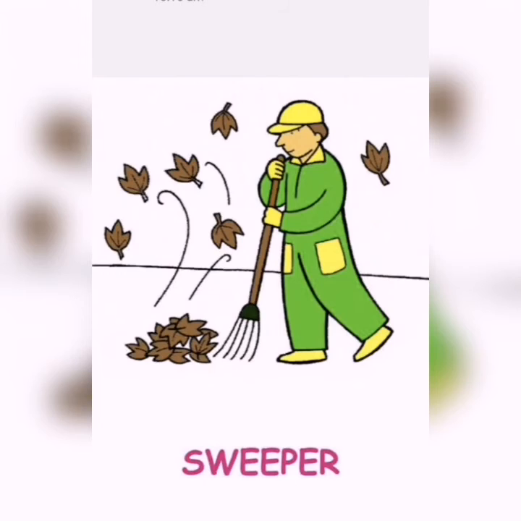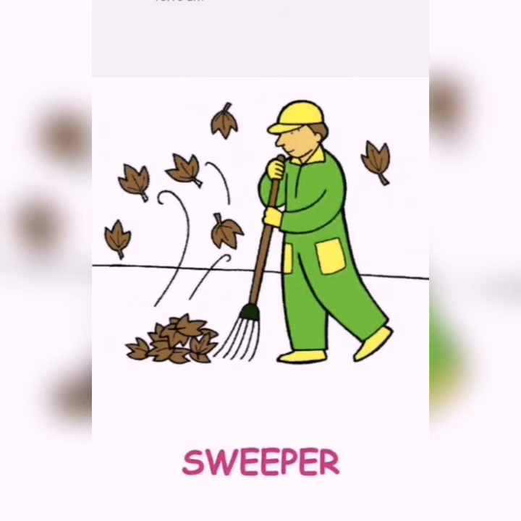The next is the sweeper. Outside our house, on streets and everywhere, there is some waste. So who collects that waste? Yes, a sweeper comes with his broom. See, he has a broom in his hand. He collects all the waste and puts it in the dustbin.